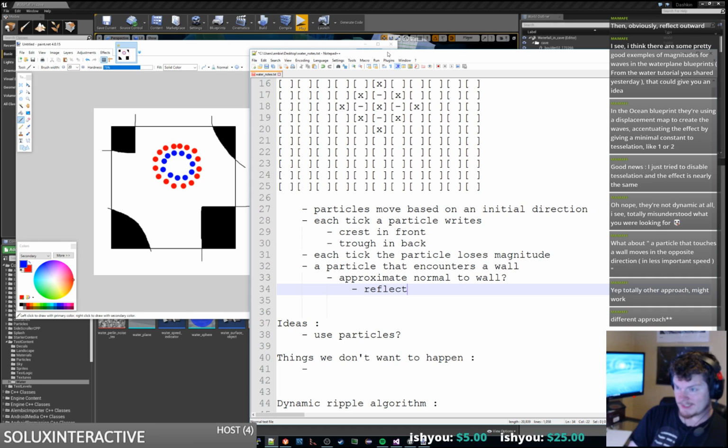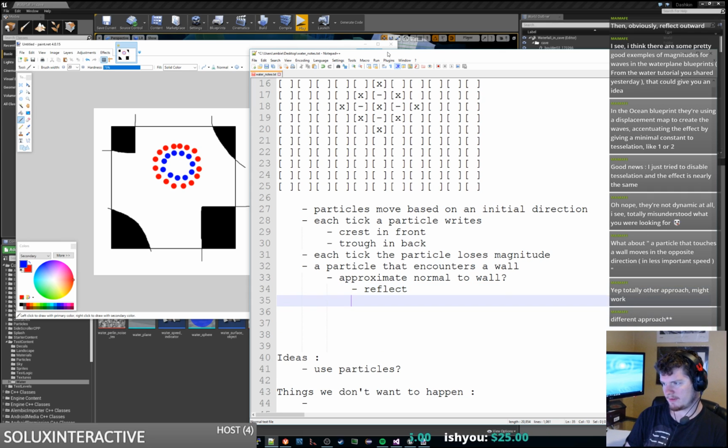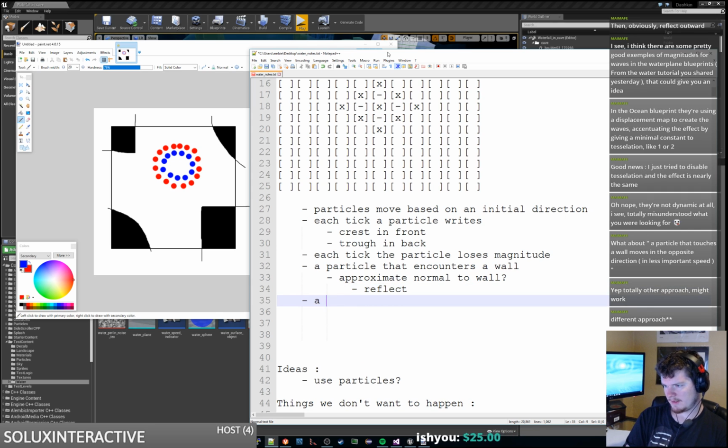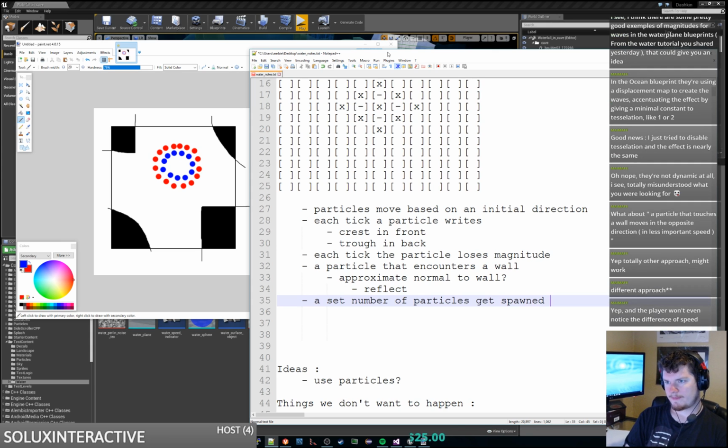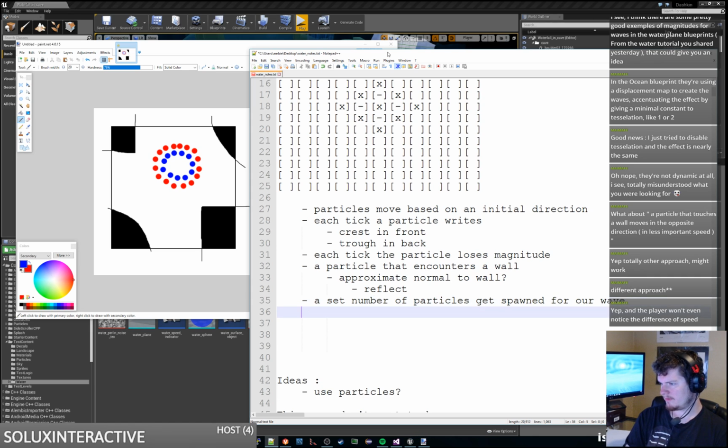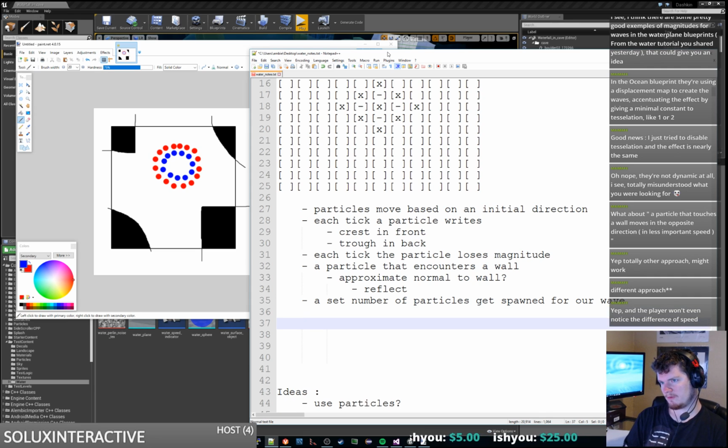I mean, we could actually just look at it and see if we can throw enough particles at it. Why don't we put some actual numbers on this? So, a set number of particles get spawned for our wave. So if it's a mathematical point, our texture is 512 by 512. If we wanted a wave, how many particles would we spawn to make sure to cover the entire surface of the wave?